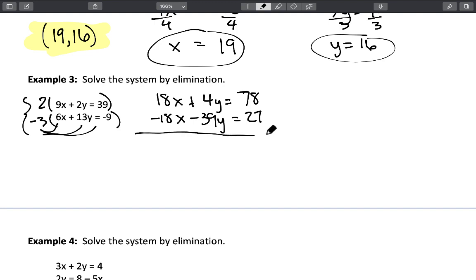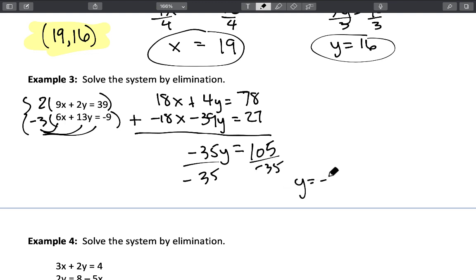All right, now we can combine those two equations by adding straight down the columns. We're going to have our x's that are eliminated. 4 plus a -39 is -35y. All right, we set that equal to 105 when we add 78 and 27. Next, we'll divide off a -35, and we get a y value of -3.